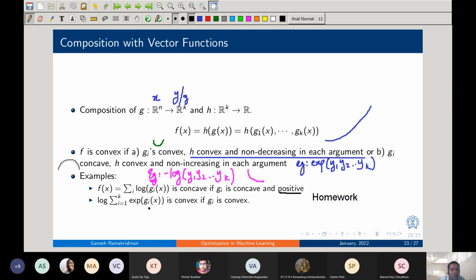Log of the summation of exp, log sum exp, is also called log sum exp, which is very commonplace in graphical models, in use of basically logistic laws in complex models. This turns out to be convex if the gi are convex. So please attempt these two as homework. We'll begin the class at this point next time. Any last questions or comments?